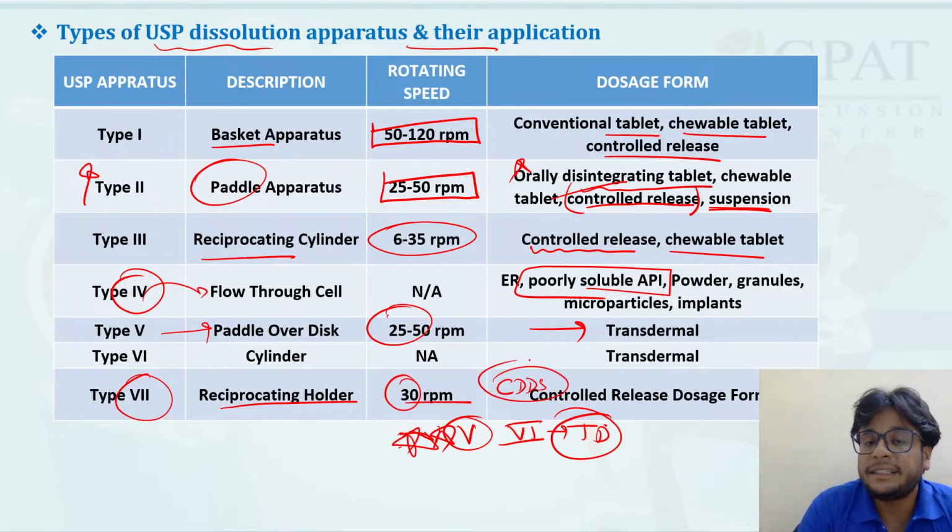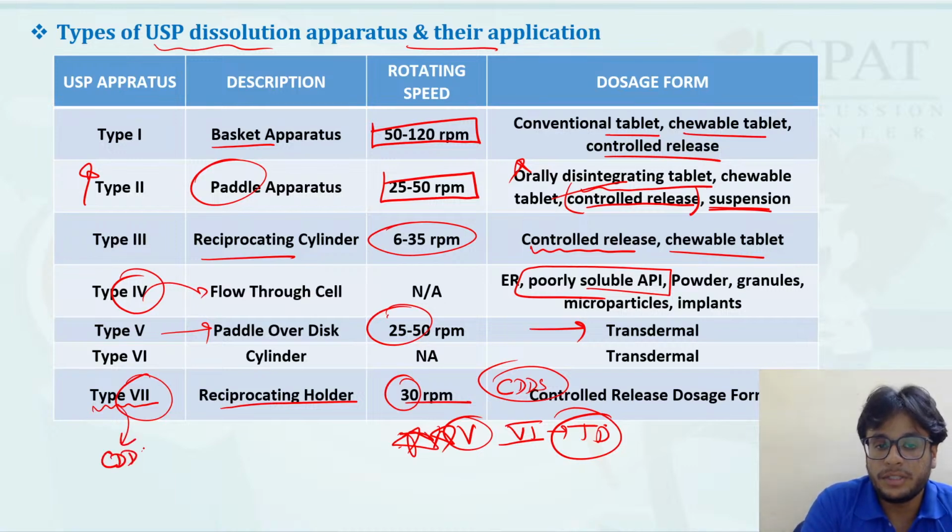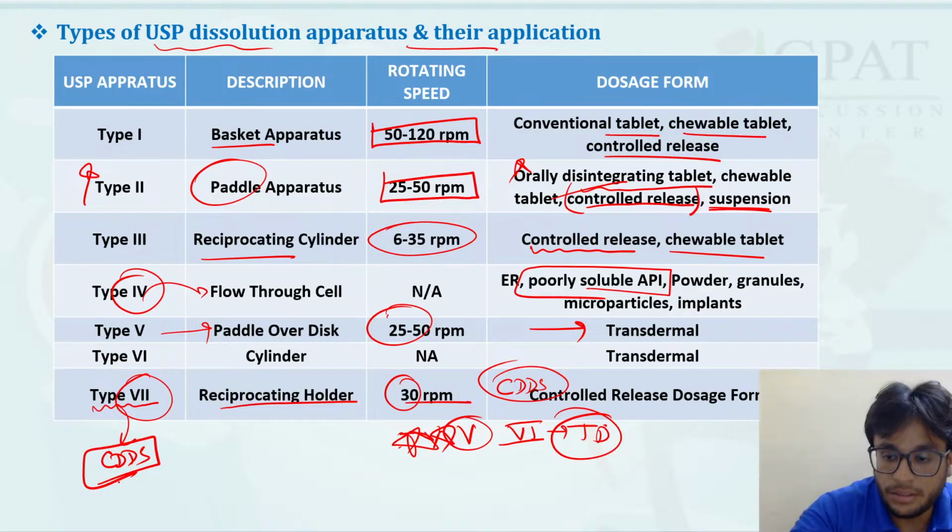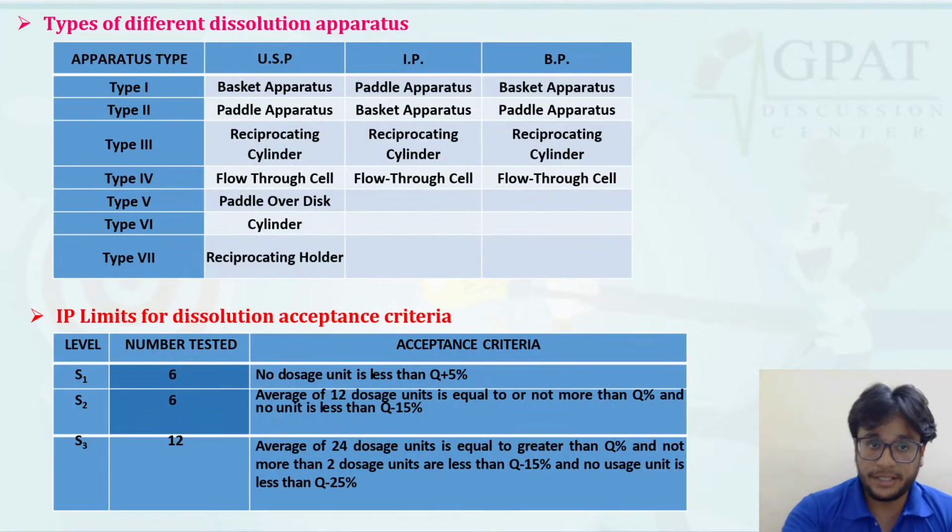Yes, as the CDDS releases its contents at the slowest speed, the dissolution equipment that comes last, at the bottom, will mainly test the release of the CDDS, the controlled release dosage form. We can also remember it by that trick.